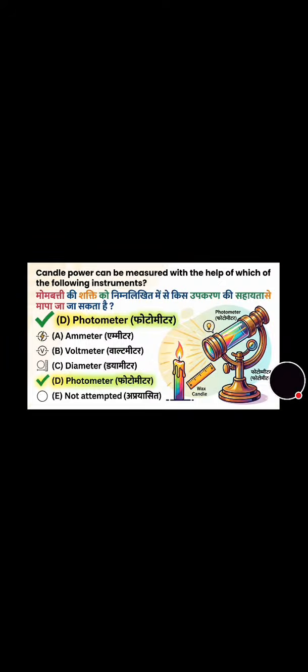Candle power can be measured with the help of which of the following instruments? And its correct answer is option D, that is photometer. Now move towards the next question.